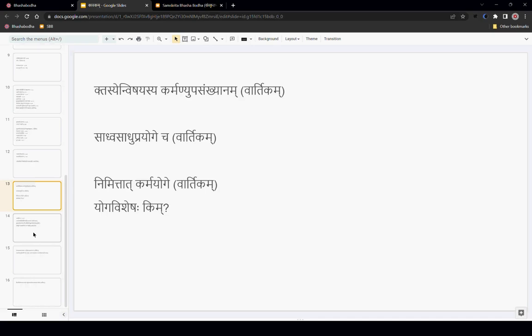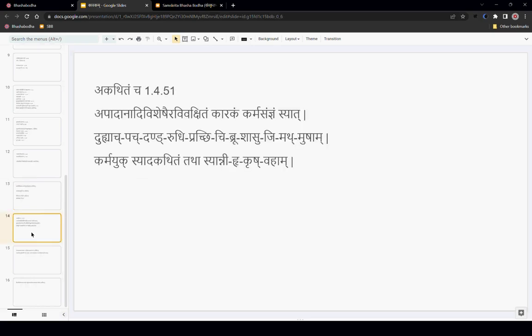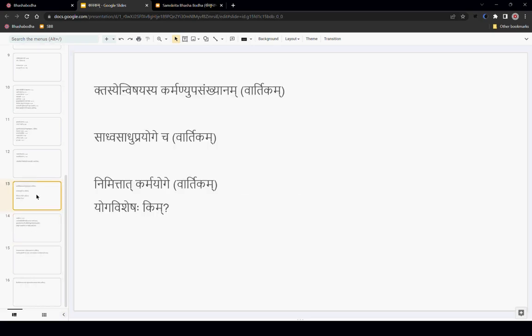We saw some of the examples: Tasyanvayasya karmanyapasankhyanam, adhiti vyakaranasya, then sadhu prayoge, then nimittat karma yoge. Nimittat karma yoge, so we saw an example, not this one. What was the example? Nimittat karma yoge vartikam, also called nimittat karma sanyoge. What was the example? Somebody was stating.